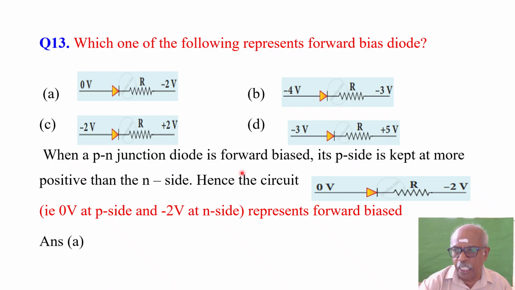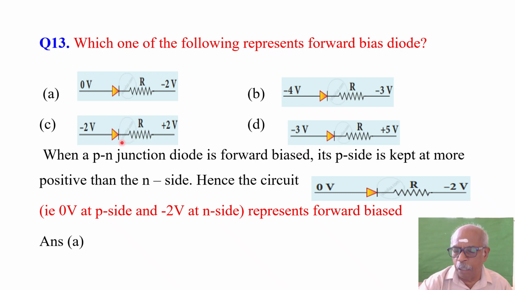When a PN junction diode is forward biased, its P side is kept more positive than the N side. Okay, more positive. You see, in option A, this is 0 volt, this is minus 2 volt. When compared to minus 2, this 0 is more positive. When compared to this minus 3 volt, this minus 4 volt is still negative, is it not?